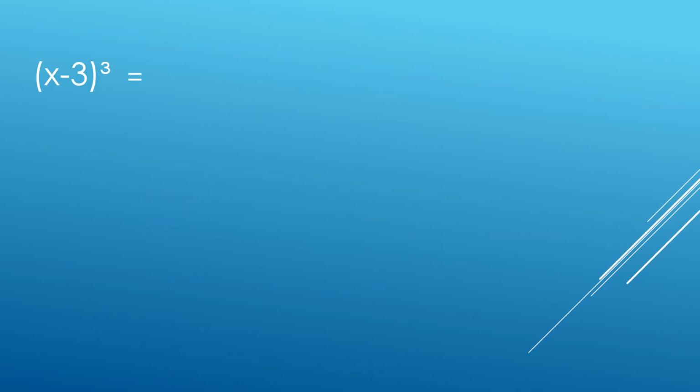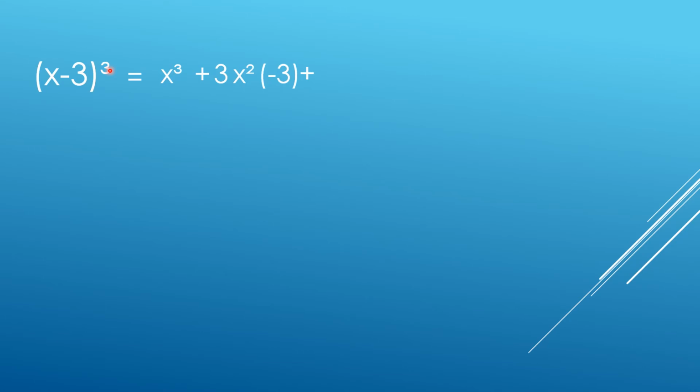Okay, so let's have another example. This time we're going to use that pattern. Here we have the quantity x minus 3, cubed. So minus this time. So first, get the cube of this, or x times x times x, or x cubed. So how are we going to get the second term? Plus 3 times the square of the first term, so x squared, and times negative 3.